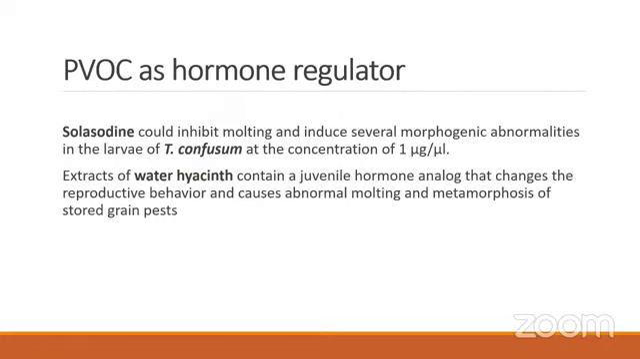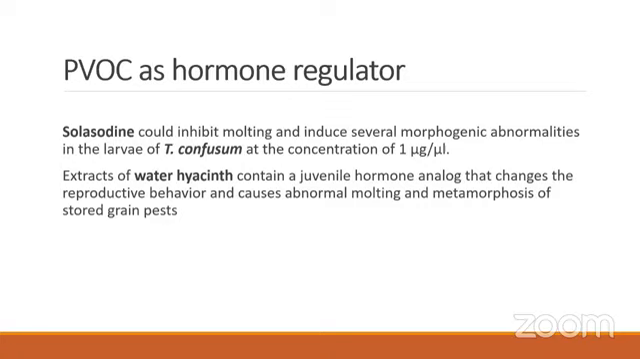The next is the use of plant volatile organic compounds as hormone regulators. They can also be used to regulate the hormones of the insect, because hormones play a very important role in the growth of insects, animals, or humans, in everybody. So in case of insects, the use of solasodine inhibited the molting and even induced several morphogenic abnormalities in the larvae of Tribolium confusum. Then next are extracts of water hyacinth, which also have shown promising results, which contain a juvenile hormone analog, which mimics the juvenile hormone present in insects.